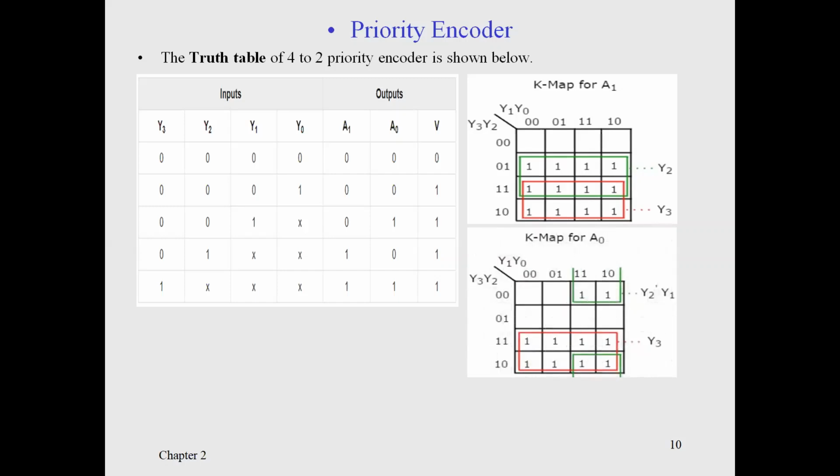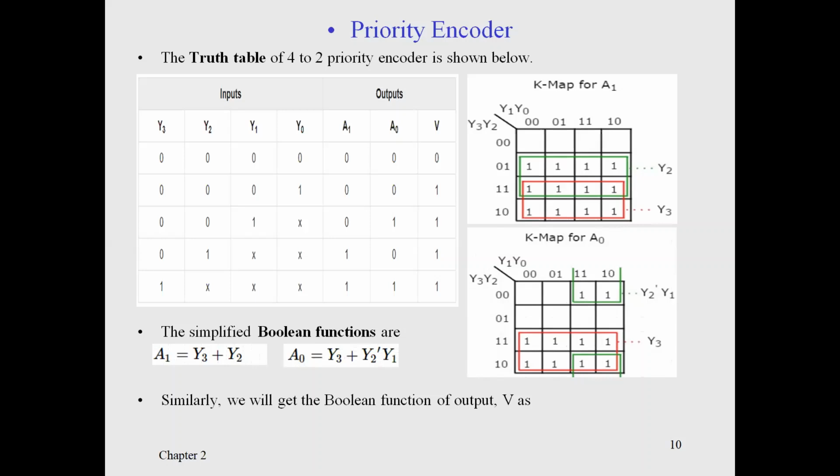This is the K-map for A0. Here we will get Y2 bar Y1 plus Y3. The simplified Boolean functions are A1 is equal to Y3 plus Y2, A0 is equal to Y3 plus Y2 bar Y1. Similarly, we get the Boolean function of output V as V is equal to Y3 plus Y2 plus Y1 plus Y0. So in this way, the whole priority encoder system is designed. It's very important from the exam point of view also.